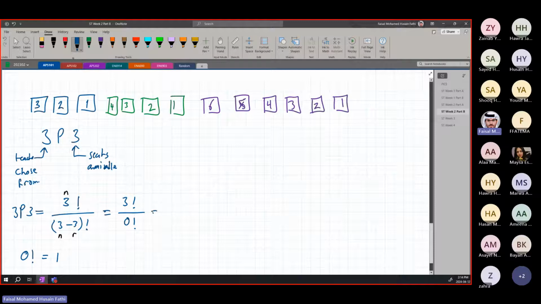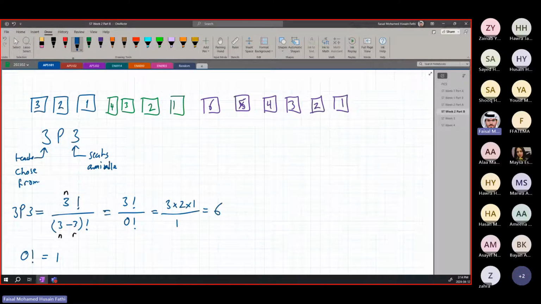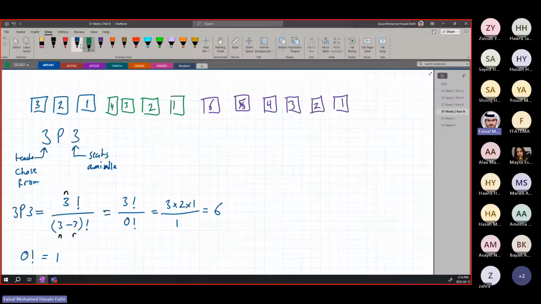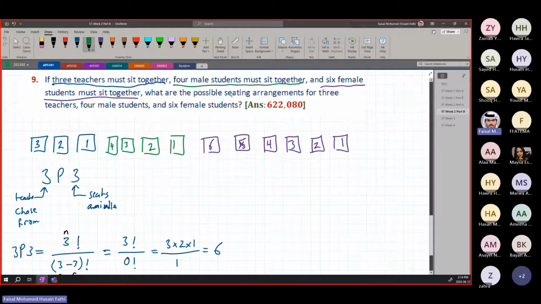So this is simply equal to 3 times 2 times 1 over 1, which is equal to 3 times 2 is 6 times 1 is 6. So here we are going to have 6. Or in other words, it is simply just n factorial, which is 3 times 2 times 1. All right, in this specific case, because we have 3 seats allocated for each one. So it will be the exact same case for the boys.